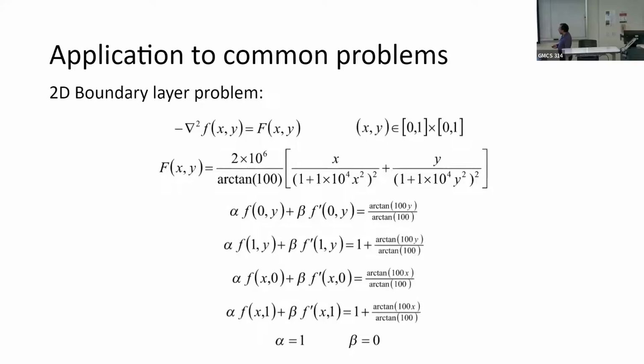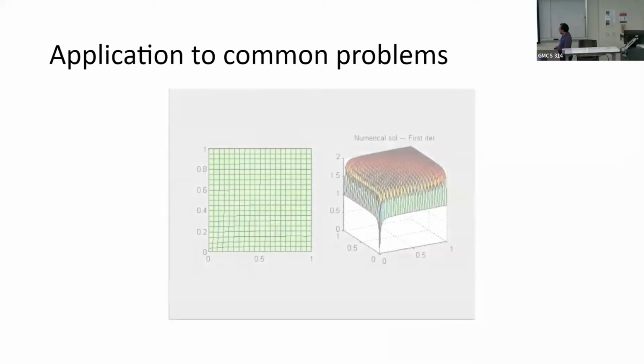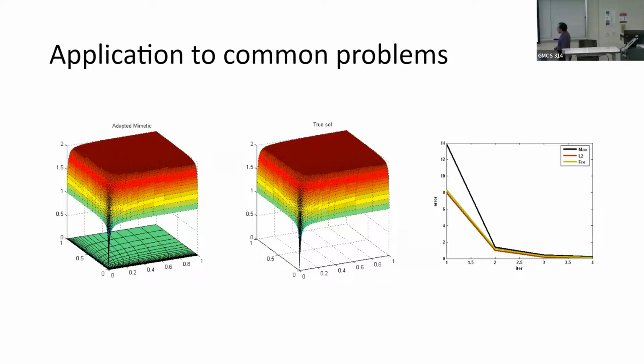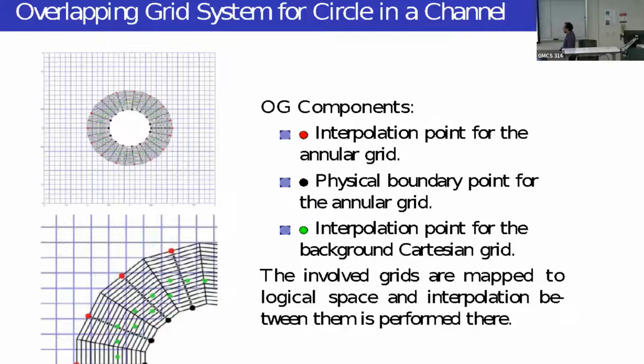Okay, here is another problem for a 2D boundary layer. Here we're going to have the same problem as the movie. This is the numerical solution, the first iteration, and this is, I think, the fourth iteration. The true solution and the adapted solution are basically the same. Very, very close. Now let's see if this one will fly, because I'm going to click a movie. I hope that soon.